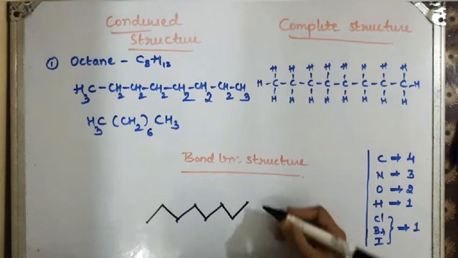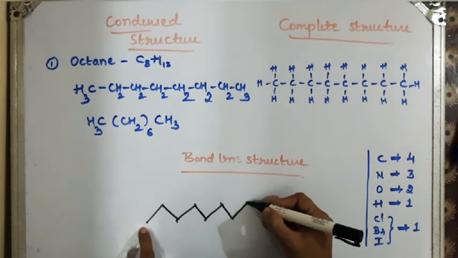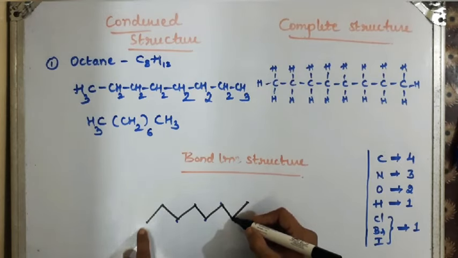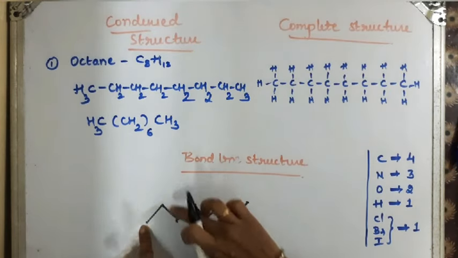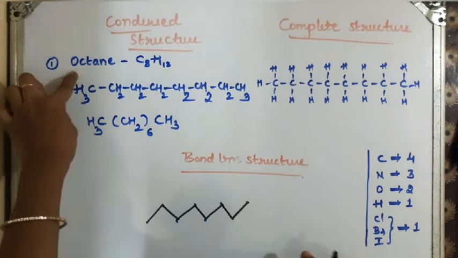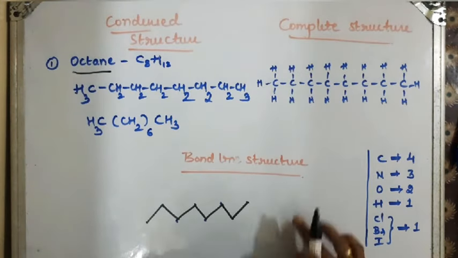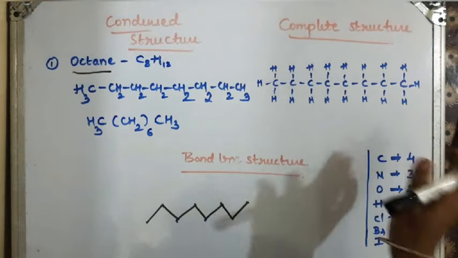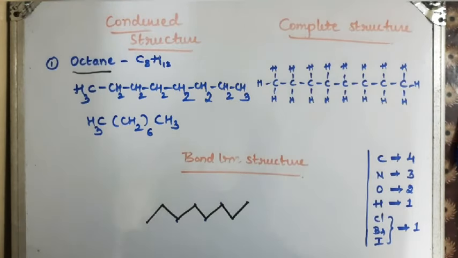The terminal ends are CH3 groups. If a carbon has 2 lines, meaning 2 bonds, then it will be CH2. If 3 lines come to a point, it means there is a CH group. If 4 lines come, it means there is only carbon. So this is CH3, CH2, CH2, CH2, CH2, CH2, CH2, CH3. This is the bond line structure for octane. Clear? So this is how you have to write the different variations of the representation.